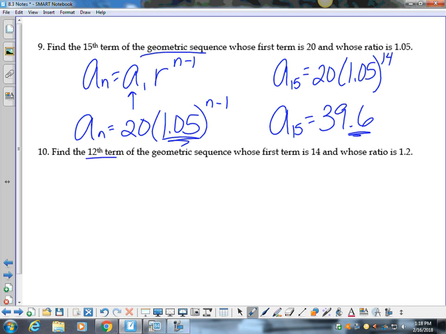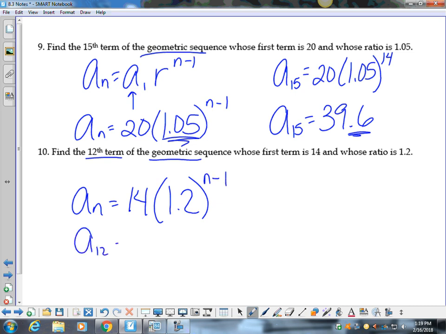Okay, I want the 12th term, geometric. First term is 14. Common ratio is 1.2, growing a little bit faster this time. N minus 1, I want the 12th term. Again, I'm going to go kind of fast, but feel free to pause it, stop it, rewind it. Type that in. I got 104.02.